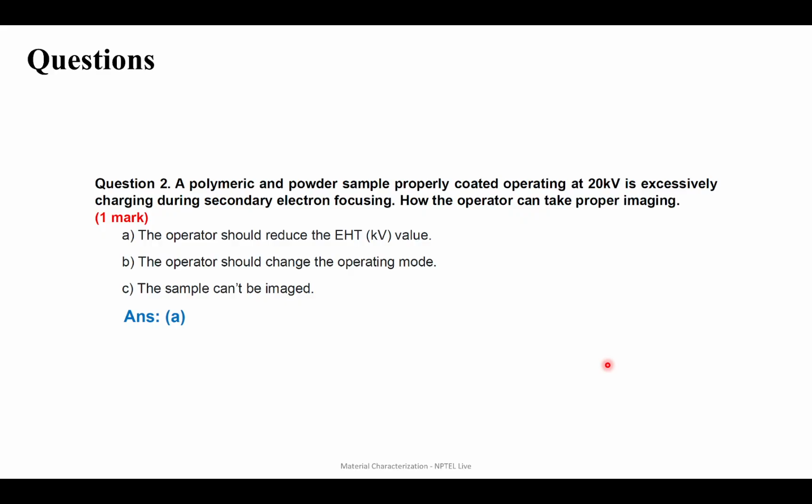So to take a proper image, you want to reduce charging, and for that you want to reduce the number of electrons being ejected. That can be done by reducing the accelerator voltage. EHT means your accelerating voltage in the electron microscope. So reducing the EHT value means you are reducing your accelerating voltage, so the electrons have lower energy now. Since they have lower energy, they will reduce the number of electrons ejected from the sample.